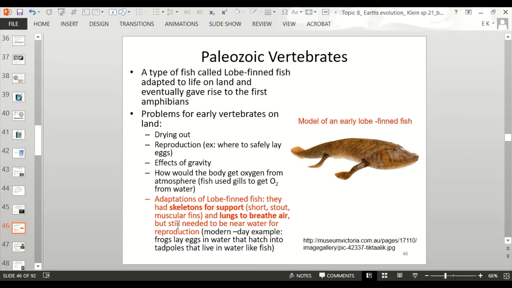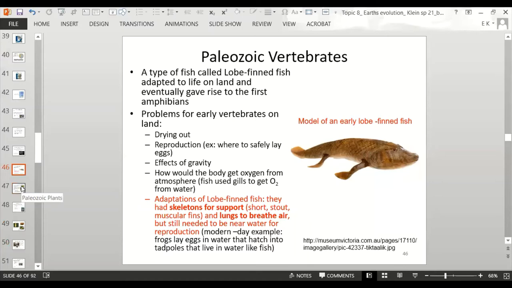So modern day amphibians, we could look at frogs that lay eggs in the water, and then the eggs hatch into tadpoles, which look like fish, and they live in the water until they go through a metamorphosis and turn into frogs that live on land. And amphibians generally need to live near water because their bodies can dry out.